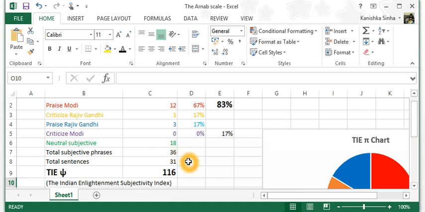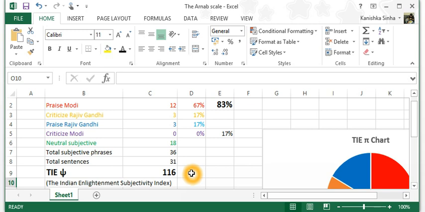You can easily calculate that by counting the number of full stops using the word search. And so the TIE Psi, which is what we call the Indian Enlightenment Subjectivity Index, is the total number of subjective phrases divided by total number of sentences, 31, multiplied by 100, that gives you a TIE Psi of 116. A completely objective article would have 0 TIE Psi score. So "the cat sat on a mat" is a TIE Psi score of 0 because there are 0 subjective statements and 1 statement, so 0 divided by 1 becomes 0.